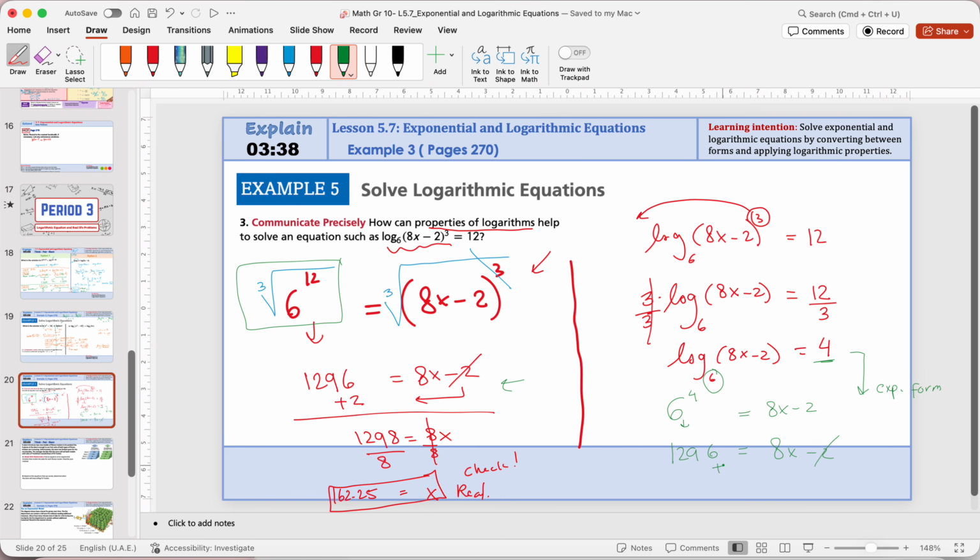Just take the 2 here and do the same thing. X will give you the same exact answer. That's it.